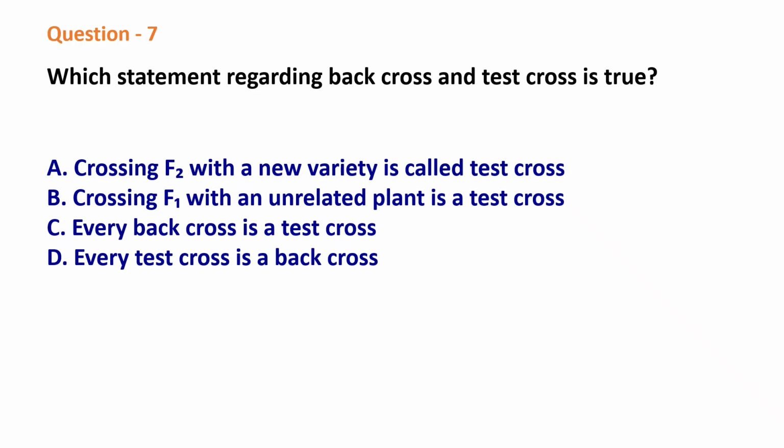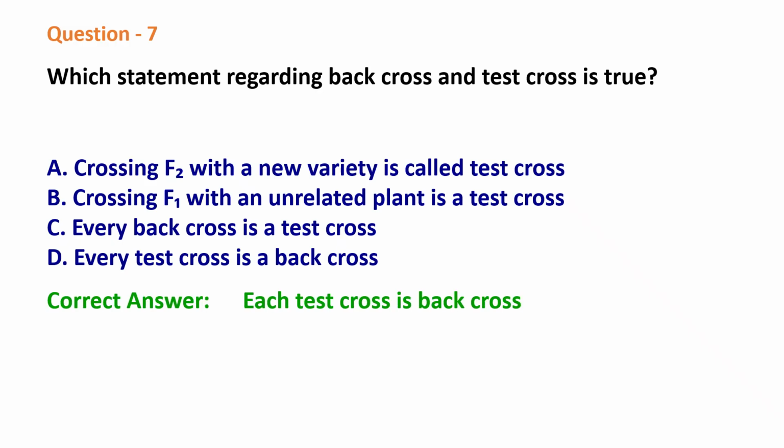Question 7. Which statement regarding backcross and test cross is true? Options: crossing F2 with a new variety is called test cross; crossing F1 with an unrelated plant is a test cross; every back cross is a test cross; every test cross is a back cross. Correct answer: every test cross is a back cross.